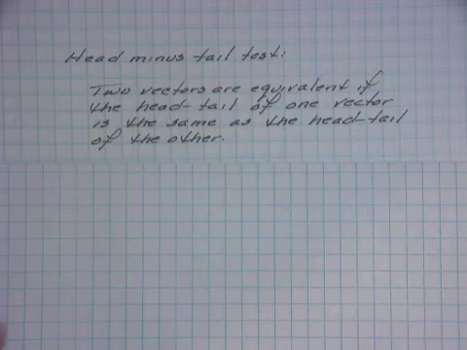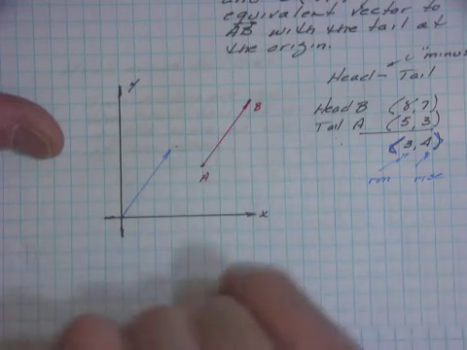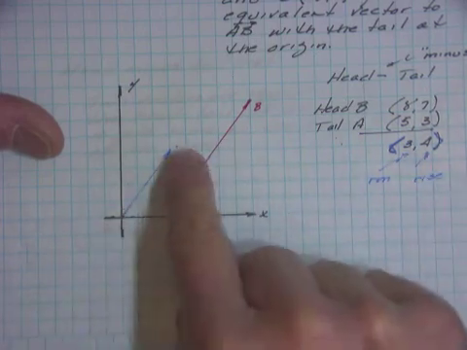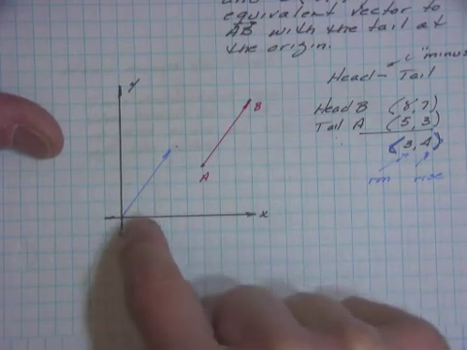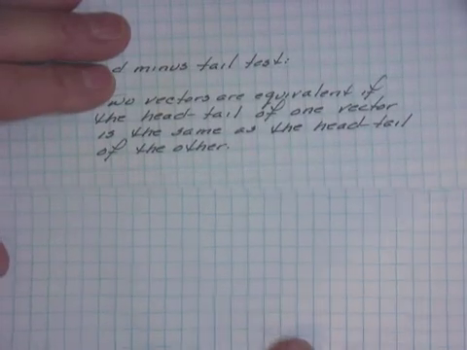Okay, and if you think back to what we just did, the head minus tail from A to B is 3, 4, and the head minus tail here is also 3, 4. And we have two equivalent vectors. All right.